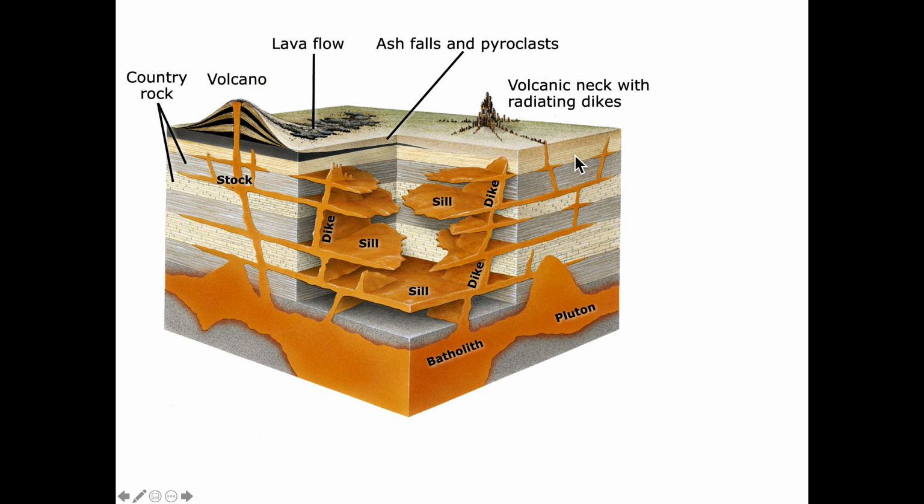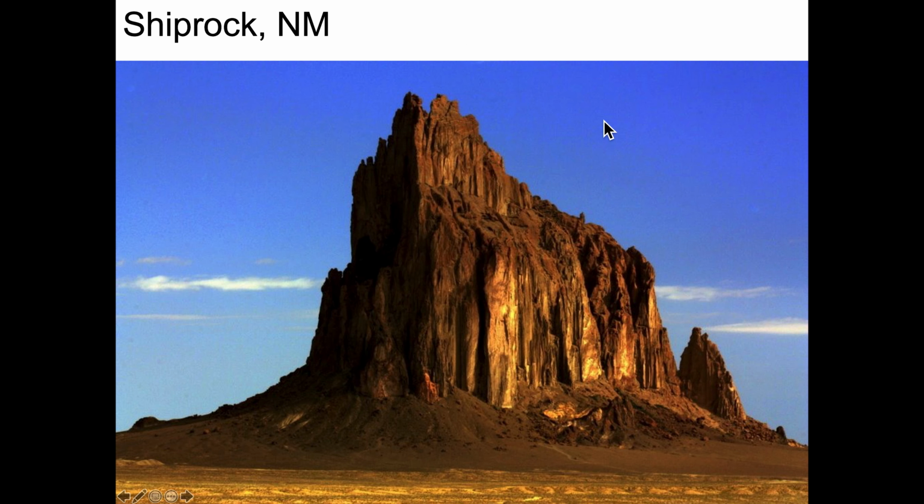We can reach the surface in the form of a dike here that is going to grow into a previous layer of volcanic rock that has been eroded away in this case. So essentially what we have here is the interior structure of a volcano with the outer slopes erased. A good example is Shiprock, New Mexico.